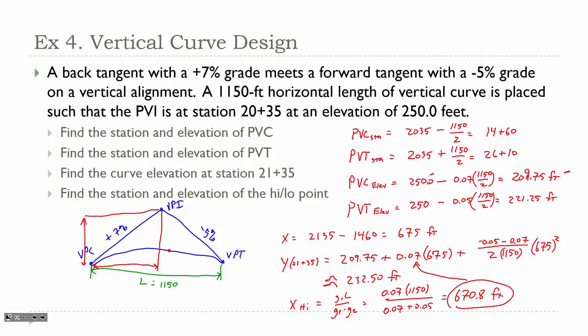Questions on this one? I'm drawing a blank on your first X calculation, why you took 2135 minus 1460. We know the station at the point we're interested in is 2135. We know the station at the VPC is 14 plus 60. So we want to know x. Here x is equal to 0 at the VPC, and we want to know what x is equal to at this point. So that's just the difference between those. Other questions?